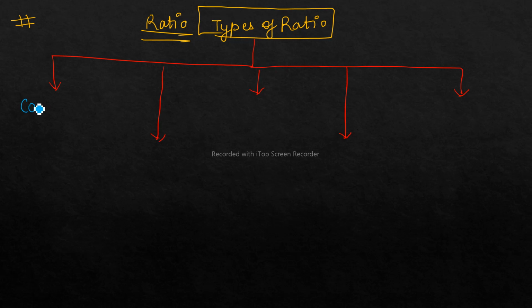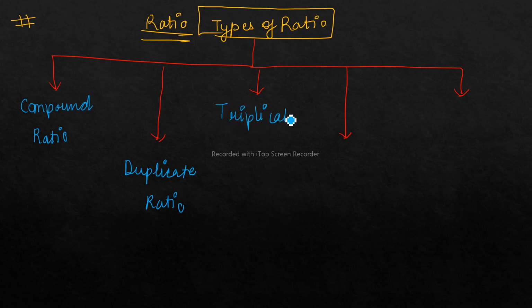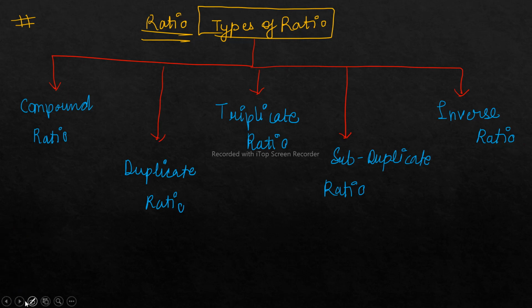So first one is called compound ratio. Second one is called duplicate ratio. Third one is called triplicate ratio. Now these could be asked directly in your exam, that find the triplicate ratio of a particular question or whatever. So these things could be asked. This is subduplicate ratio for sure, and we have inverse ratio. So these are the different kinds of ratios. Now we need to understand what they mean.